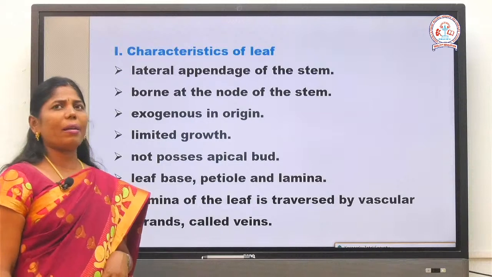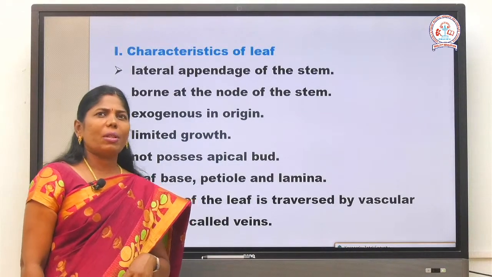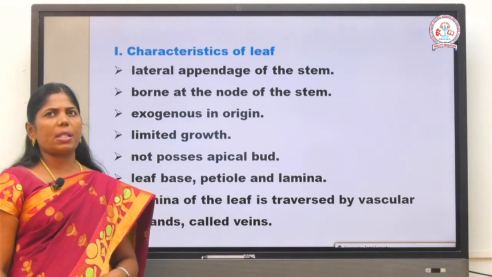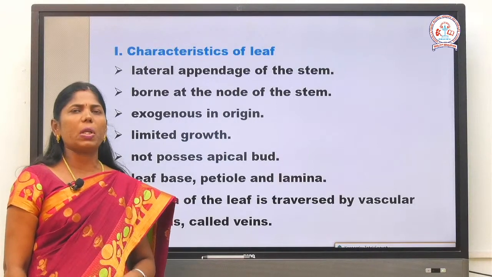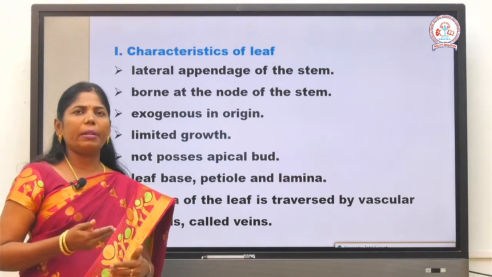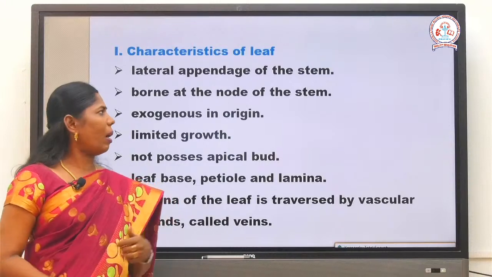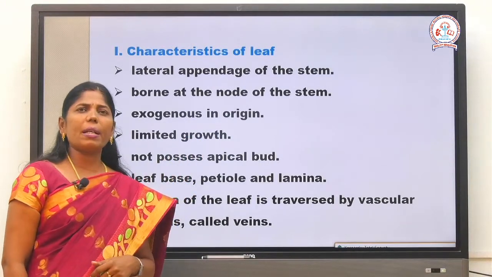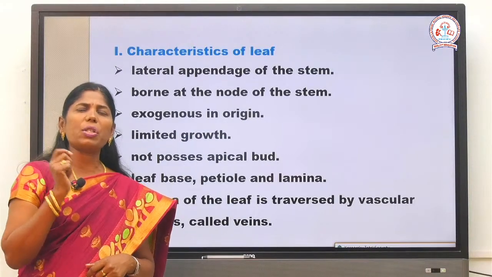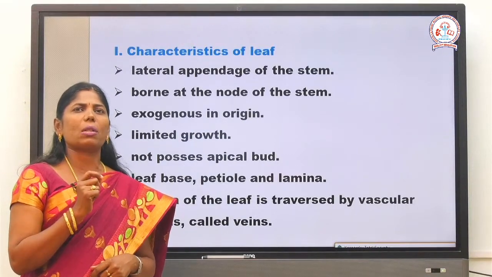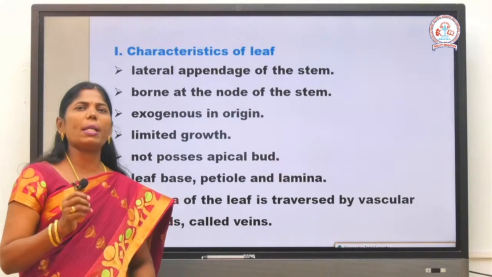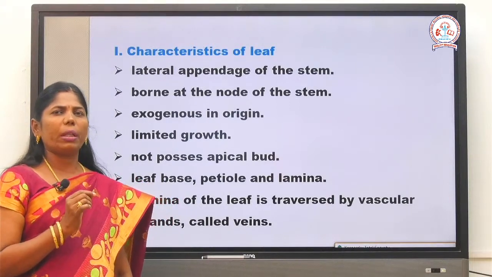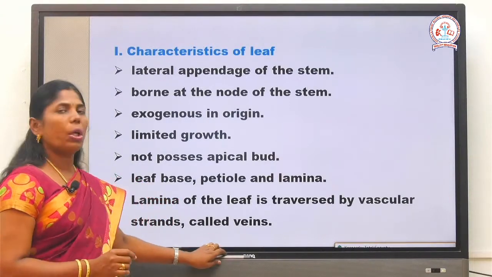So what are the characteristics of the leaf? Leaves are the lateral appendages of the stem, exogenous in origin, because they originate from the superficial regions. All the leaves arise at the nodal regions. So where is the node? Where the leaf is attached to the stem, that particular region is called the node. Actually the petiole is attached to the stem at the node.